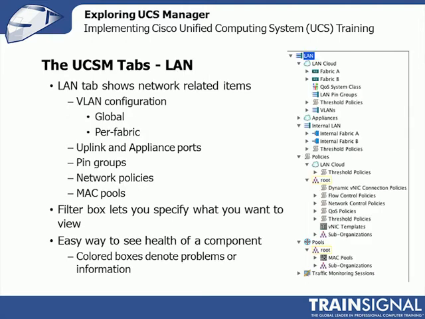Next is LAN. LAN is really all things network. Most of the time what you'll be doing in here is configuring VLAN information. So you'll do VLAN configurations either globally, which means they exist on both fabrics, or per fabric. So you may have a VLAN that only lives on fabric A or fabric B. Uplink and appliance ports, we can look and monitor uplink ports. So if you say I connected port 18 on my interconnect to the core, you'll be able to look at that there. Appliance ports are something we'll talk about later in kind of the storage lesson, but it's really just if you want to direct connect a storage appliance into the interconnect, you would designate an appliance port.